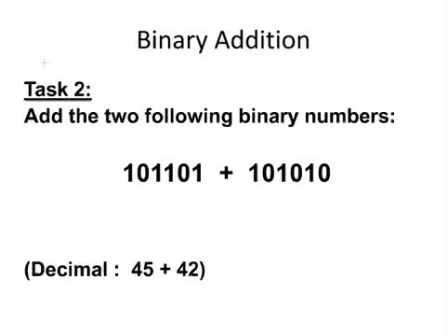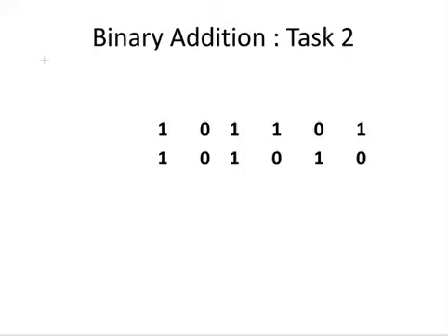Here's a second example. Add the two following binary numbers, 101101 plus 101010, and in decimal form that is 45 plus 42. So here are my two numbers again, aligned from the right hand side, one on top of the other, so that each digit is paired up with the corresponding digit of the other number.